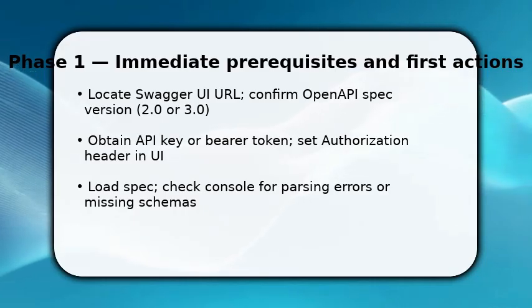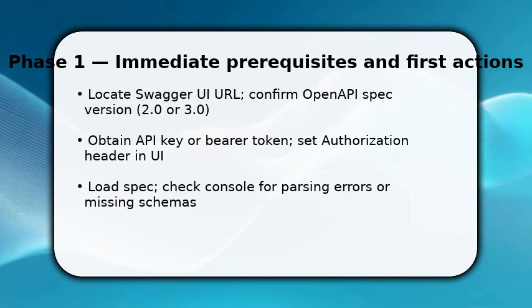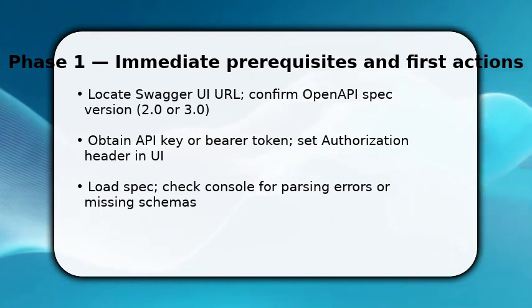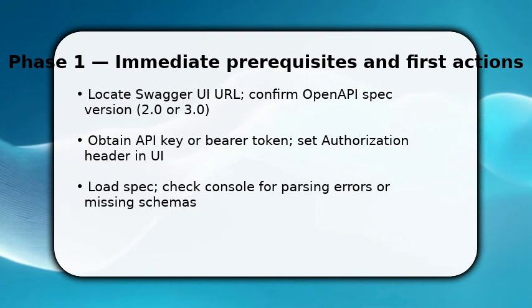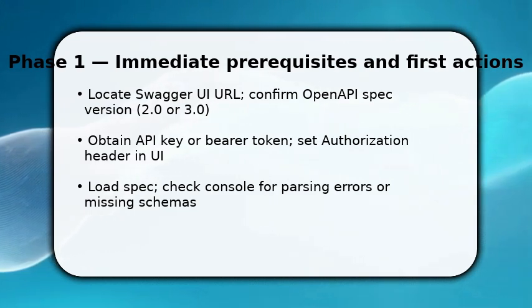You start by opening the Swagger UI for the target service and loading the Open API spec. This gives you the contract you will test. Once done, make sure you have an API key or bearer token ready. Enter it in the authorization field so authenticated endpoints respond. Also inspect the browser console and the UI status.